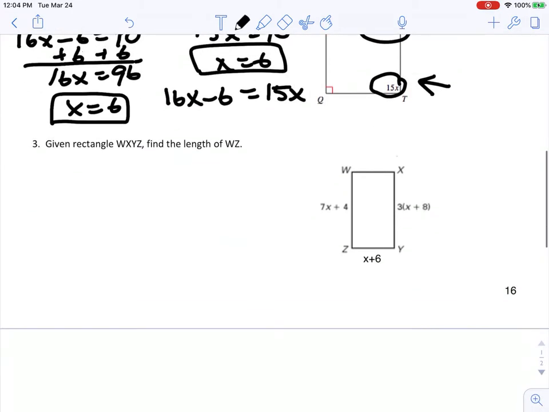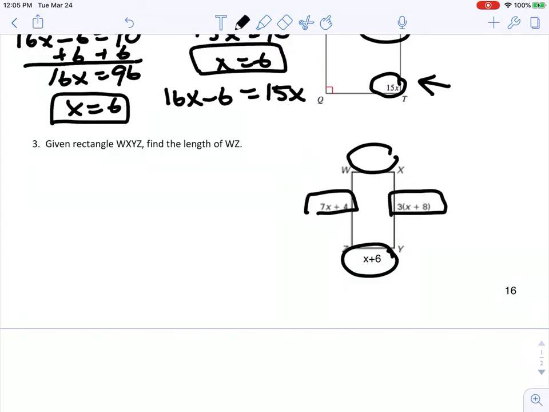Okay, last example on this page. Again, you're given a rectangle, and we want to find the length of WZ. So we're looking for this side right here. Now, if I had this side, I would set them equal, but I don't. But I do have these sides here. So I know these are going to be the same. So I'm going to start the same way. I'm going to set these equal to each other.